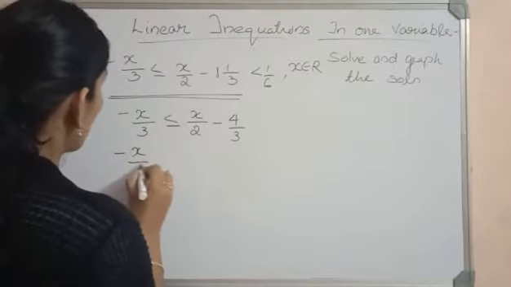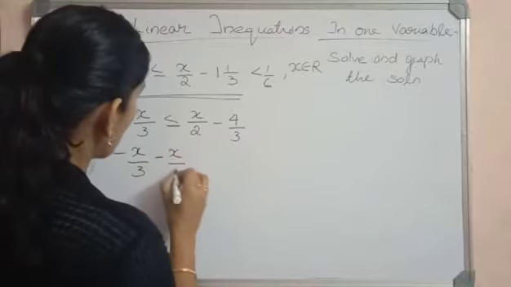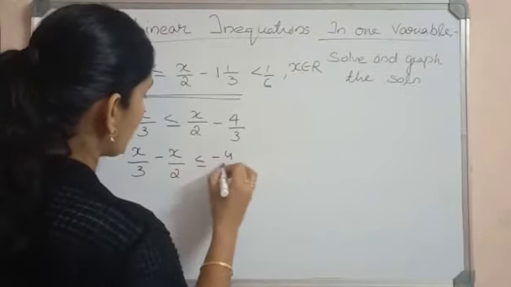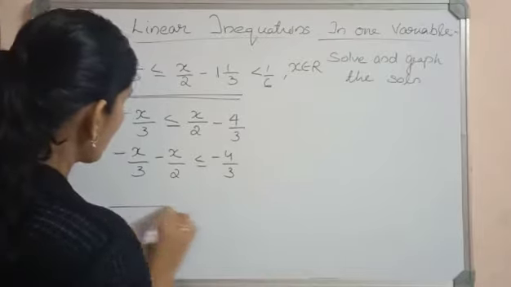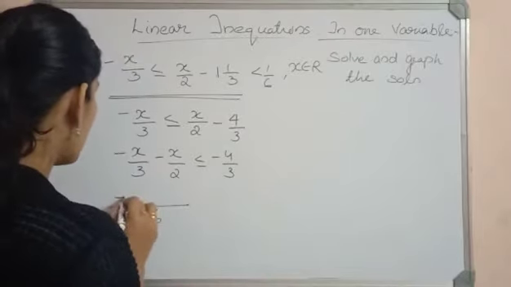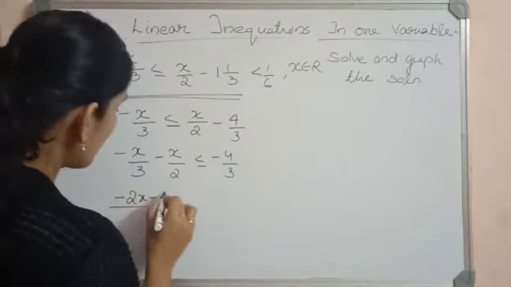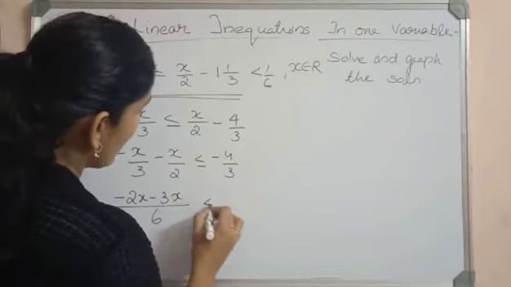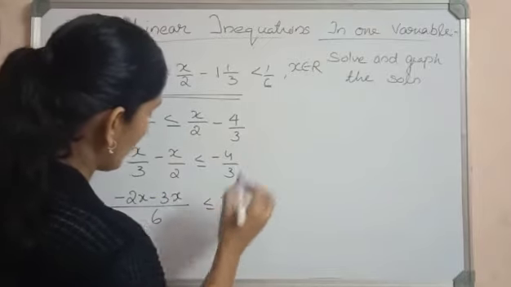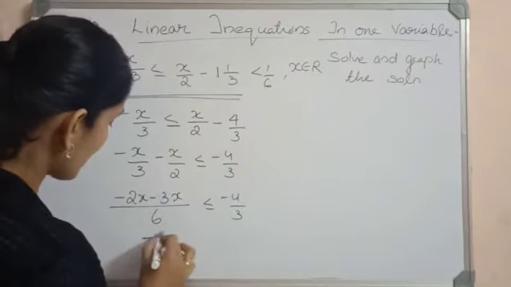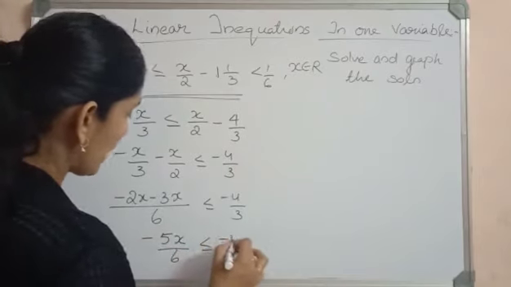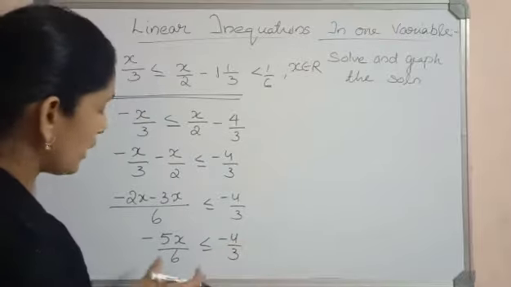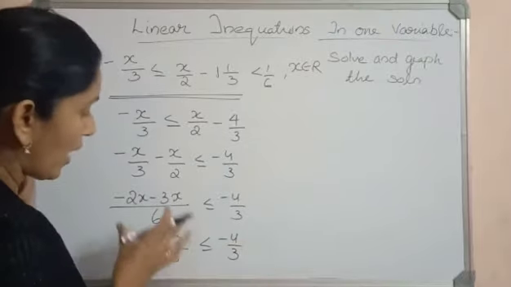Minus x by 3 minus x by 2 less than or equal to minus 4 by 3. Now take the LCM here. The LCM will be 6, and upon 6 this is minus 2x minus 3x less than or equal to minus 4 by 3. After simplification we get this as minus 5x by 6 less than or equal to minus 4 by 3. Now we need to make the coefficient of x as 1.